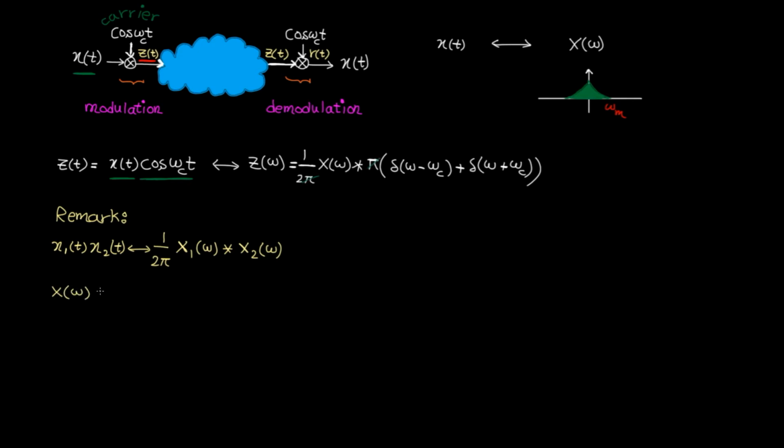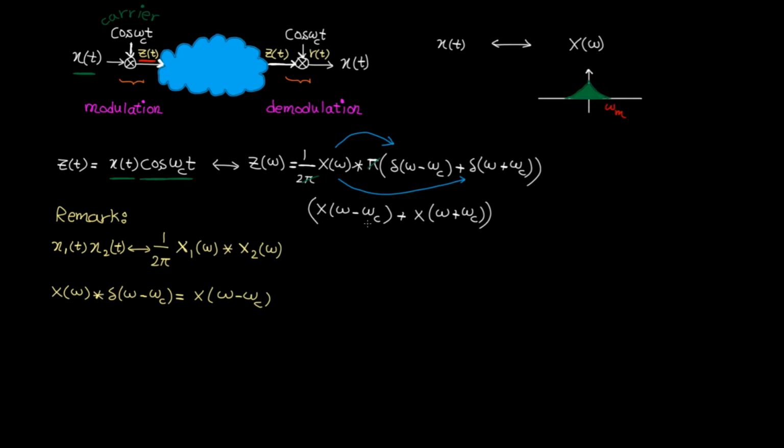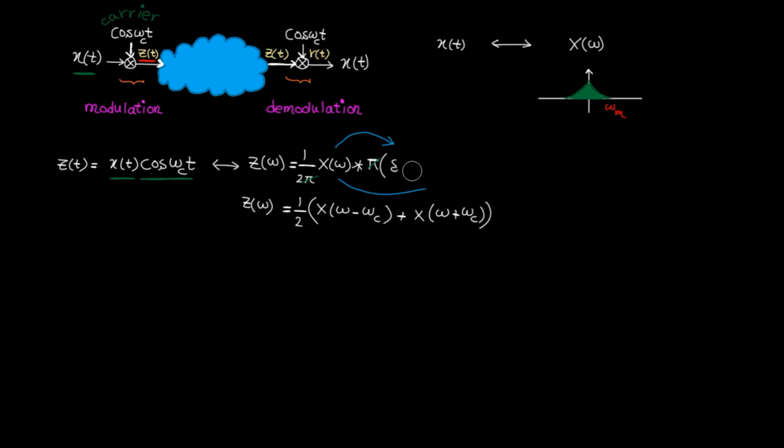Also, as we've seen many times in the past lectures, to do convolution with a shifted delta function, we just need to shift X(omega). So if we convolve X(omega) by this delta function, we get this. The same story for the other convolution. Don't forget 1/2. So this is Z(omega). Let me clean this section and write it here again.